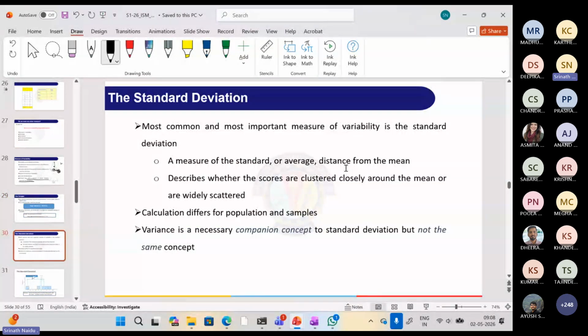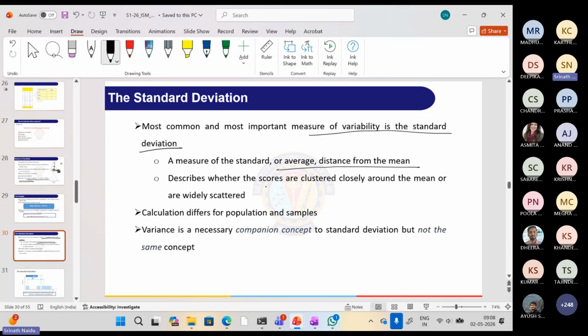So what's the difference between the standard deviation and the variance? Basically, the standard deviation is simply the square root of the variance. The most common and most important measure of variability is the standard deviation. It's a measure of the average distance from the mean.